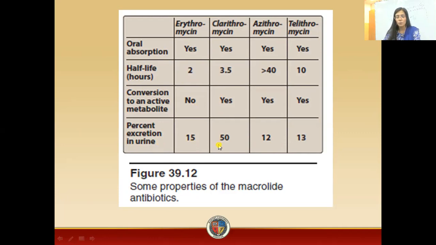The last row is representing how much percentage of the metabolite or the drug is excreted in the urine. Now, our main concern is the half-life of the drug. Here, these macrolide antibiotics include erythromycin, clarithromycin, azithromycin, and telithromycin. The half-life of erythromycin is 2 hours, clarithromycin is 3.5 hours, azithromycin is more than 40 hours, and telithromycin is 10 hours. So this was all about the plasma half-life, factors affecting the plasma half-life, and the clinical significance of the half-life.